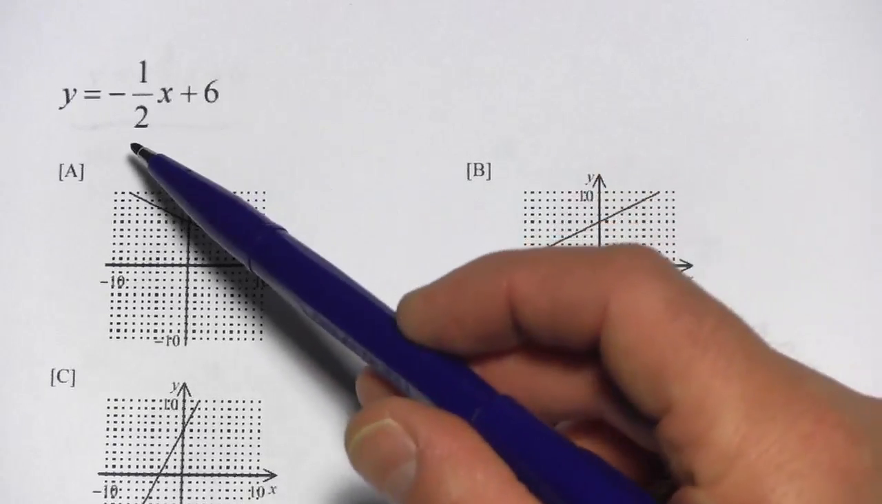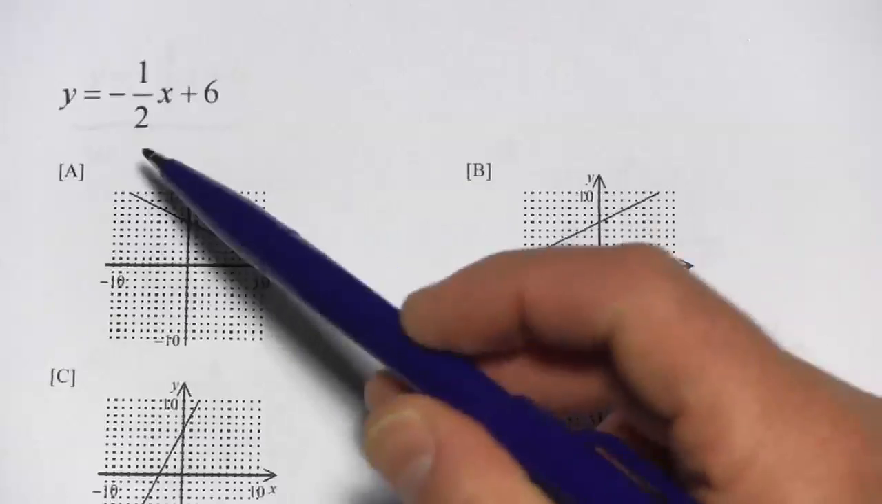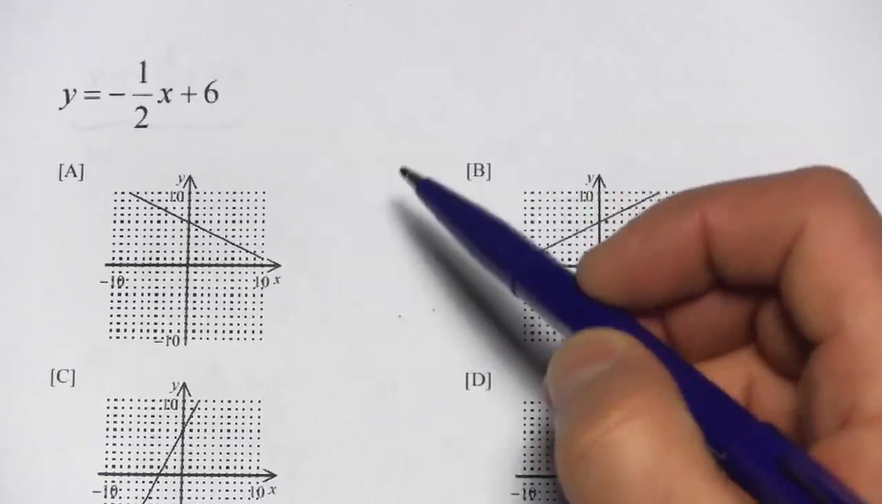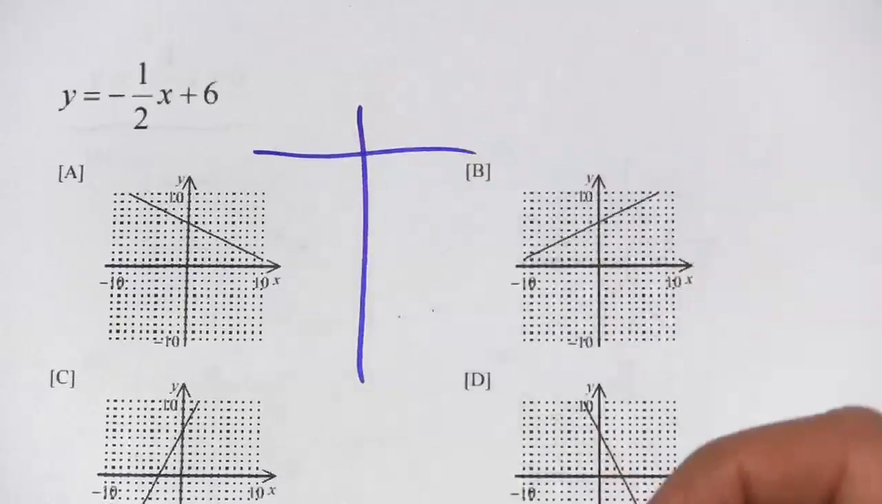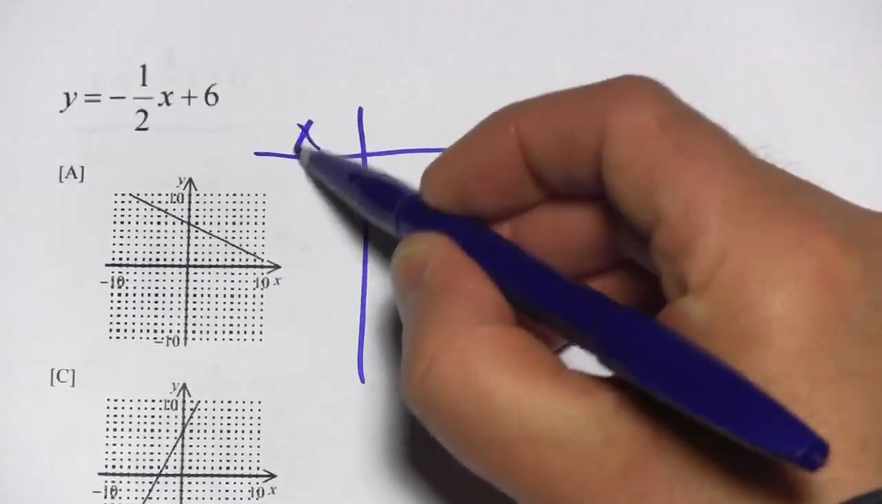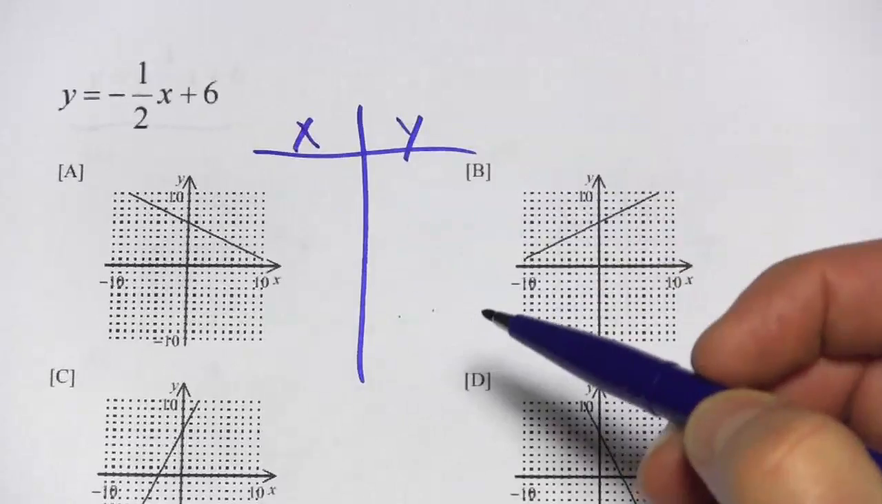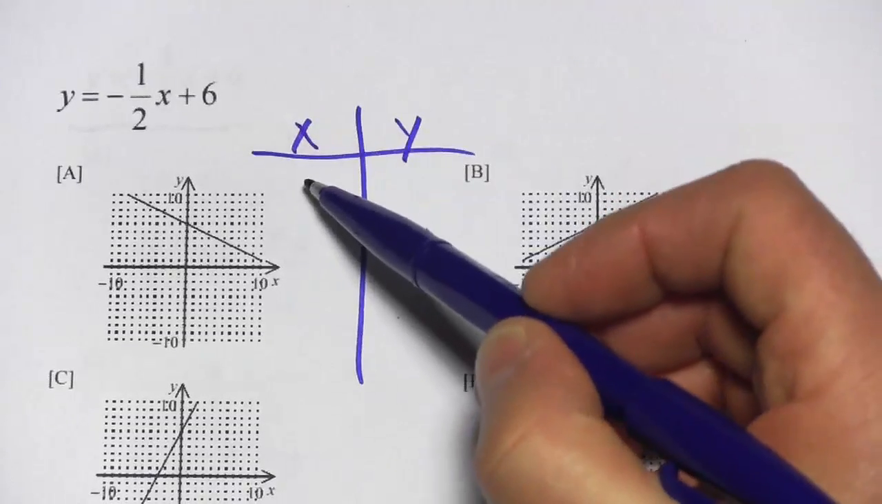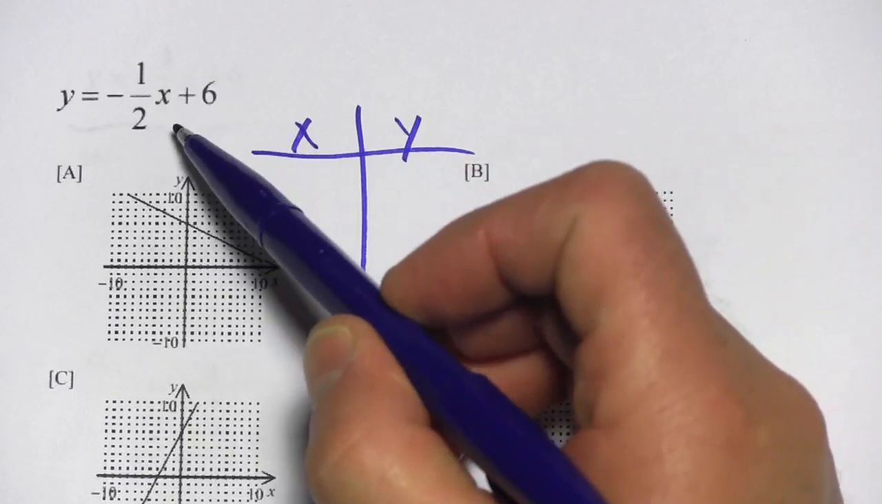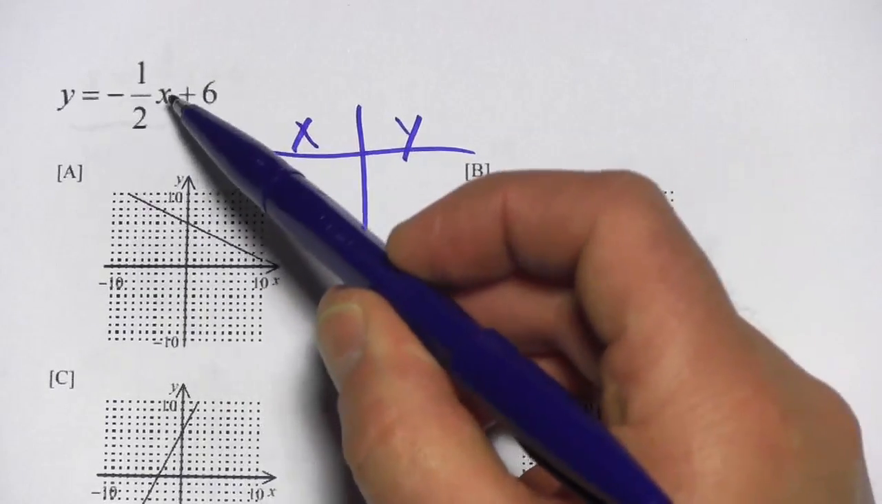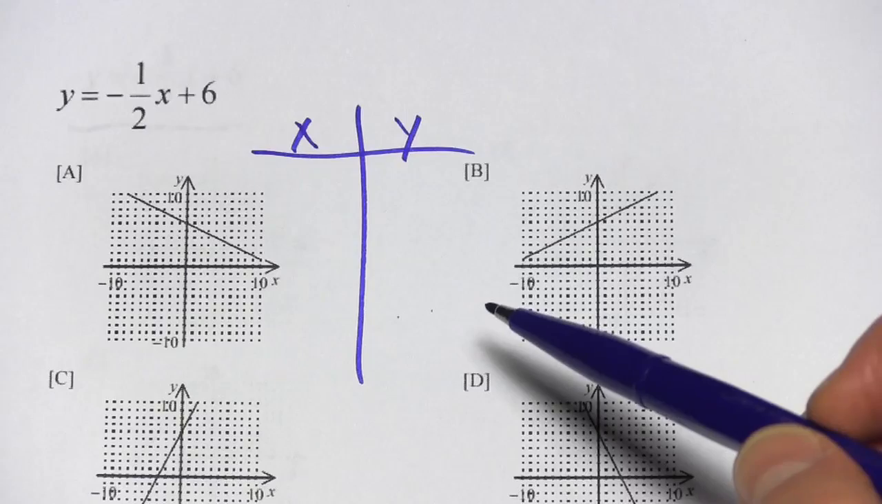There are some useful shortcuts for identifying which graphs go with which equations, but there's also a foolproof method, and that's what I want to show you here. And that method is to just make a table of x and y values. So what you're going to do is choose some x numbers to put in here, and then you're going to calculate what y is by plugging those x values in to the formula.